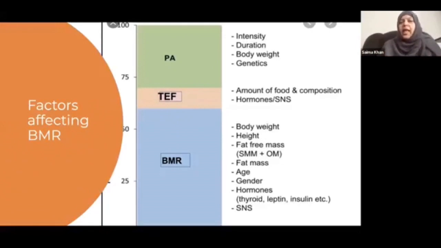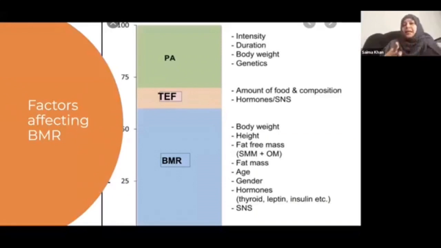So this is in BMR, what things we can change. BMR is dependent on these factors: body weight, height, muscle mass, age, gender, hormones, and the nerve drive, the sympathetic drive. So let's see what things we can change. Can we change our height? Can we change our gender? Can we change our age? These are factors we can't change. There are certain hormones that we cannot change, the way they process. So the only thing that we can change here is, yes, the body weight.